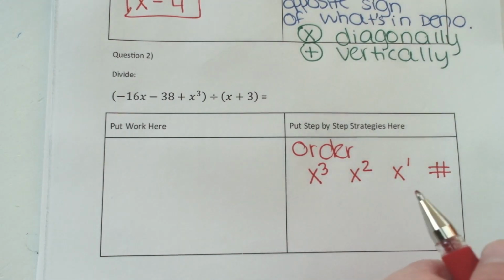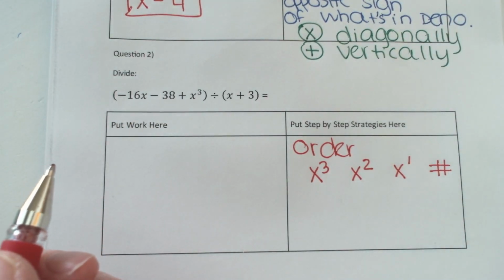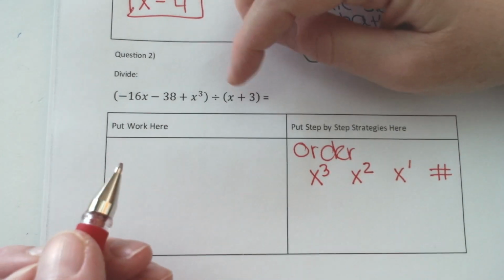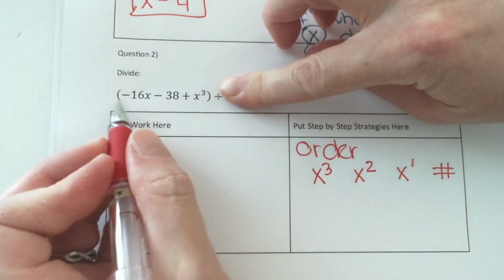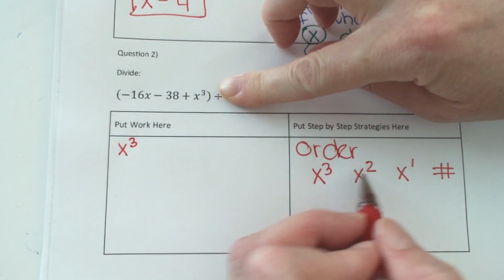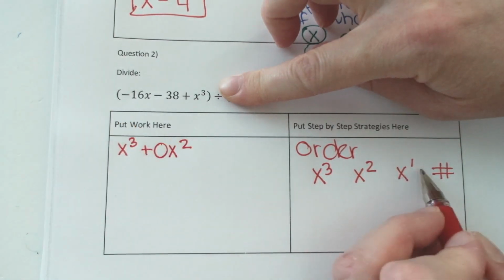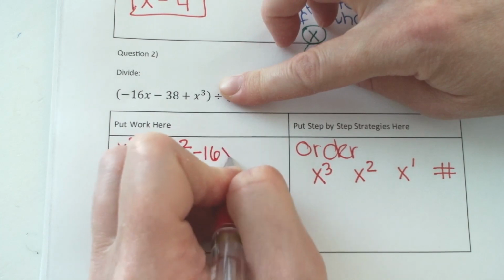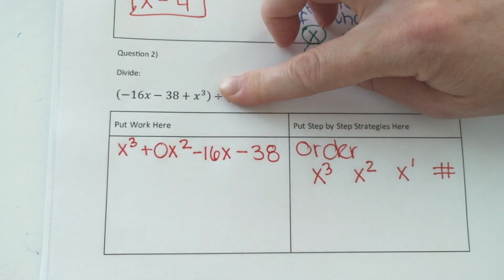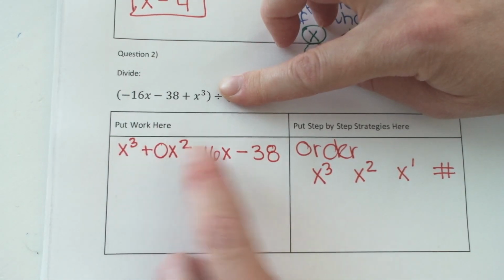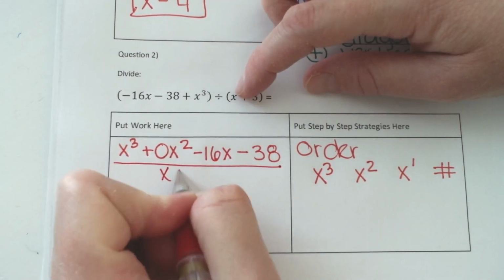So that really, I mean, yes, there's two terms in the denominator that should be emphasized, but also the order needs to be emphasized tremendously. So you say to yourself, okay, I have x cubed here, all right? Then in this numerator, there's no x squared. So I'm going to put a plus 0x squared. And then I have my x to the first. So I have negative 16x and then minus 38. So when you look at it, I have the 3 exponent, 2 exponent, 1 exponent, and then the constant. And then that's divided by x plus 3.